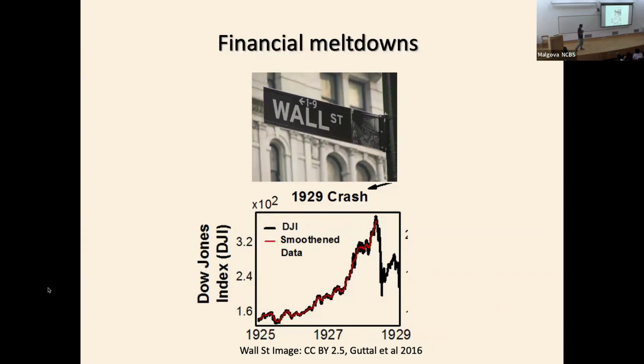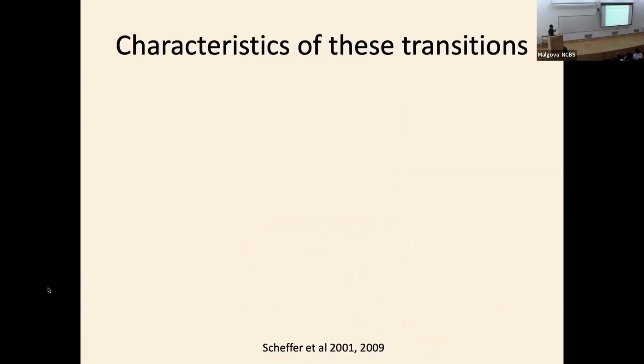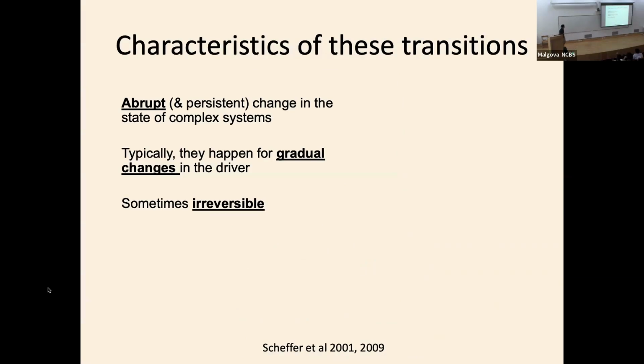Even a lot of people argue that something like financial meltdowns are like these bifurcations that you have studied in nonlinear dynamics. There have been many historically important financial market crashes, and this is one of them that I'm showing in this graph. So what is the take-home message from all these? What you see is that there was an abrupt change in one of the state variables of a complex system that we are studying, right?